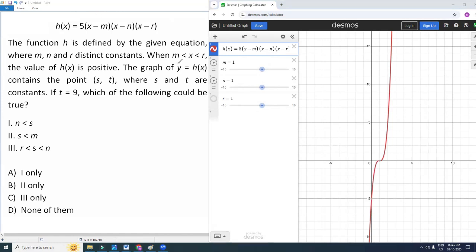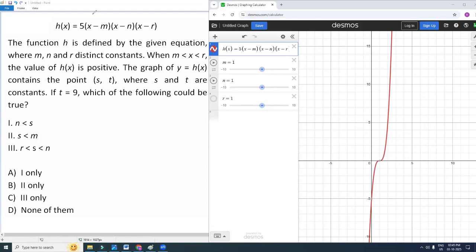And there is an information over here, that is when x takes a value between m and r, the value of h of x is positive. That is the value of y is positive. That is when we have the value of x between m and r, the graph has to be above the x-axis so that y will be positive. That is h of x is positive. And from this inequality, it's clear the value of m is less than the value of r.